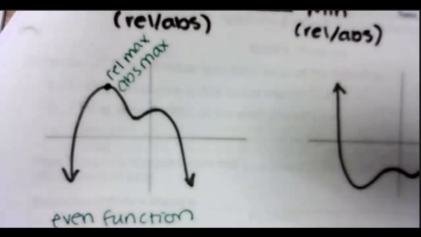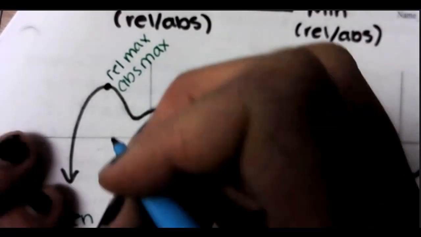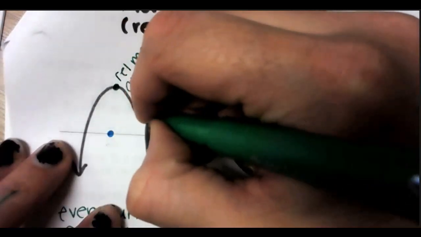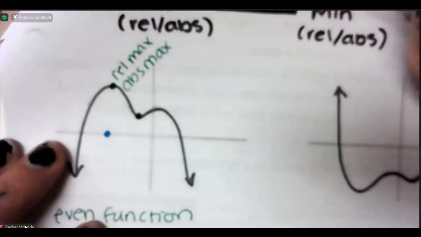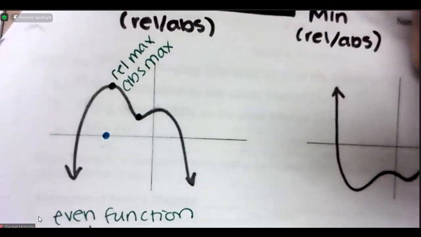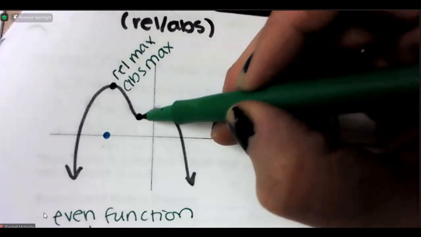What would the derivative at that point be? What would the derivative at that point be? Go ahead, Chase. 0. Okay? This point right here in the valley, that valley point is going to be what? What would this point right here be?